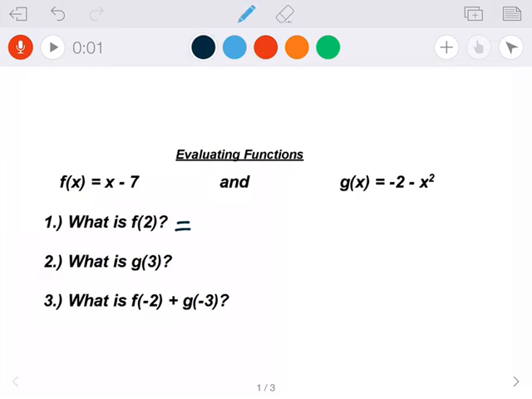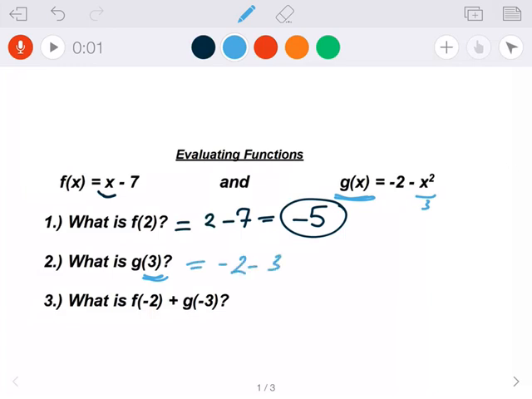so that f of x just means function x. So we replace this x with a 2. So it would be 2 minus 7, which would give us negative 5. So that means f of 2 is negative 5. For number 2, it means go to function g. So function g is right here, and replace x with 3. So we would have negative 2 minus 3 squared. Well, 3 squared is like 3 times 3, so that's 9. So that's negative 2 minus 9, which would give us negative 11.